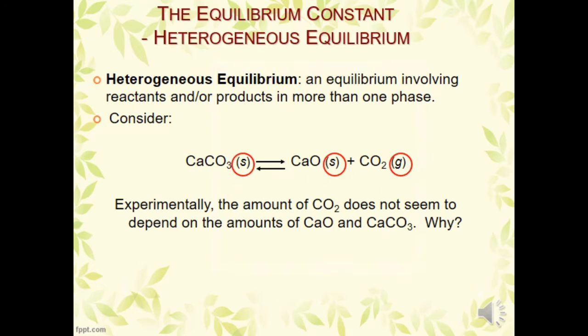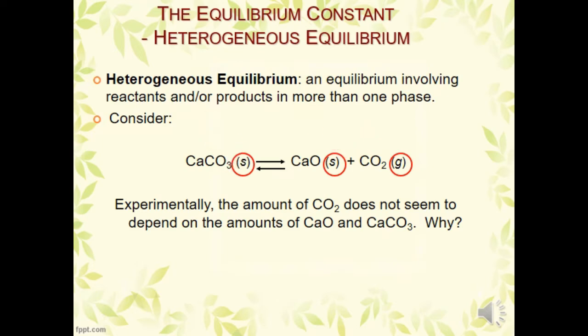Alright, the next type of equilibrium is the heterogeneous equilibrium type of reaction. Heterogeneous means the reacting species are not in the same phase, meaning that more than one phase is involved. For example here, calcium carbonate forming calcium oxide and carbon dioxide gas. Note that these two are in solid phase, whereas carbon dioxide is in gas phase. When we do the experiment, the amount of carbon dioxide here will not depend on the amount of calcium oxide as well as calcium carbonate.